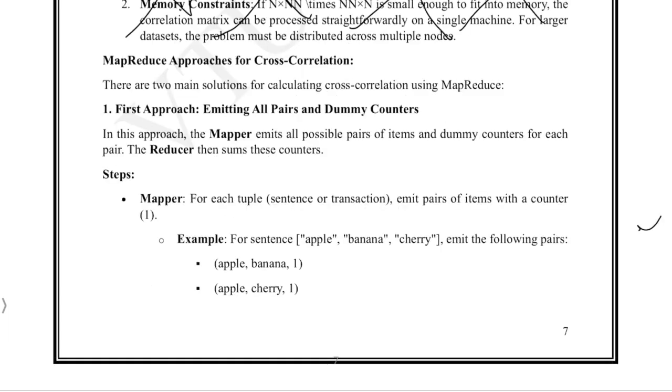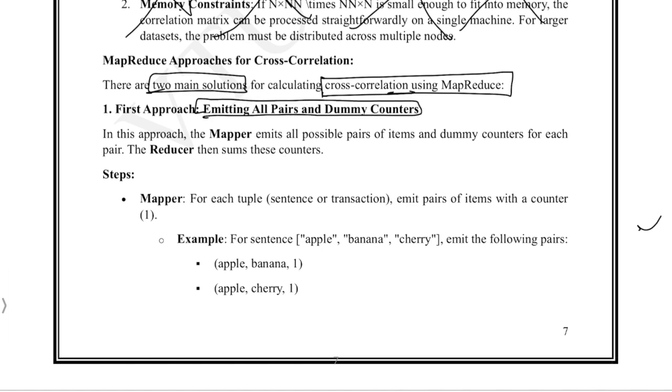Let us see the next topic, MapReduce approaches for cross-correlation. There are two main solutions for obtaining cross-correlation using the MapReduce technique. The first approach is emitting all the pairs and dummy counters. In this approach, the mapper will emit all possible pairs of items and dummy counters for each pair.